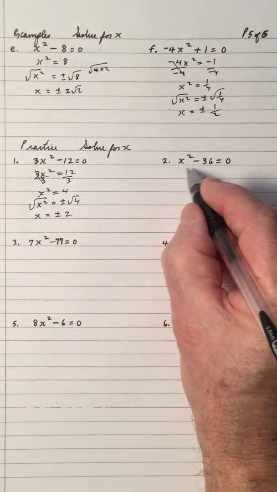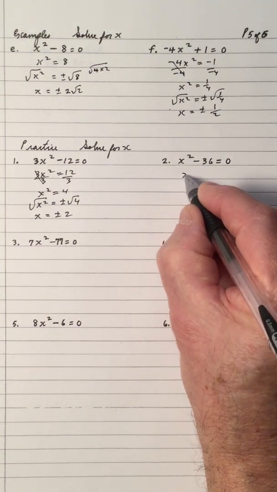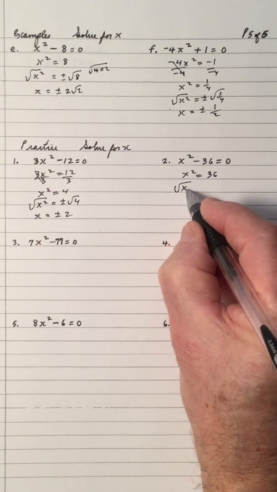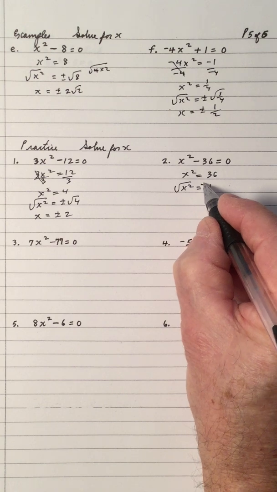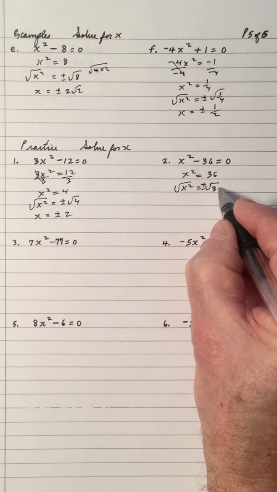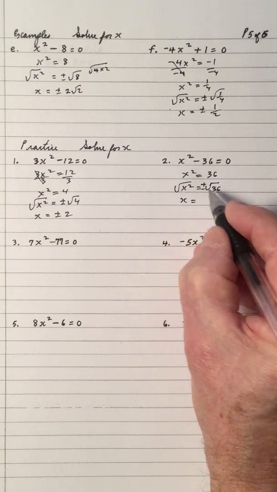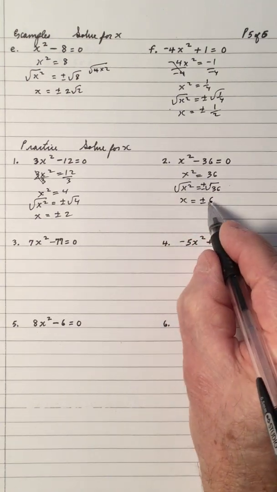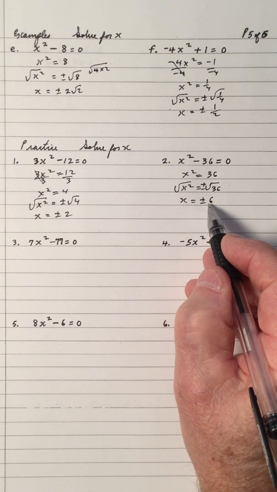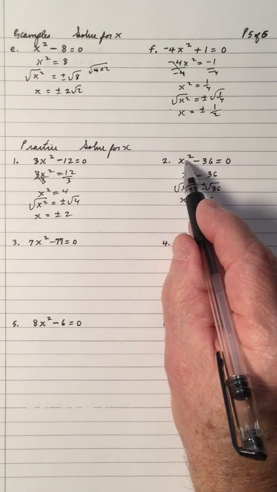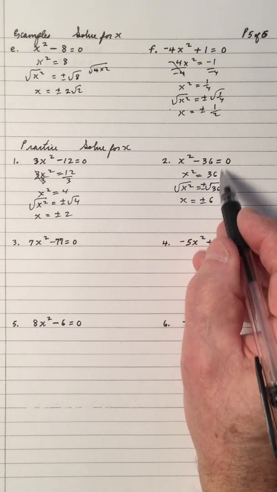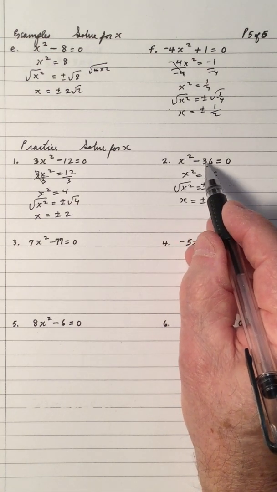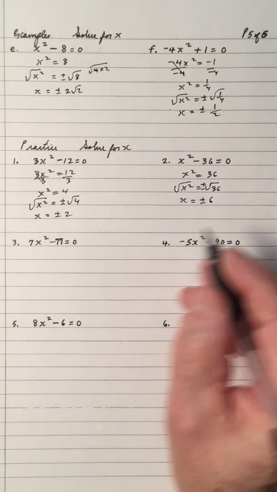Number 2, x squared minus 36 equals 0. X squared equals 36. The square root of x squared equals plus minus the square root of 36. Square root of x squared is x, plus minus 6. Again, you can see that if you put a 6 here, 6 squared is 36, minus 36 is 0. Put a negative 6 here. Negative 6 in brackets squared is 36, minus 36, 0.